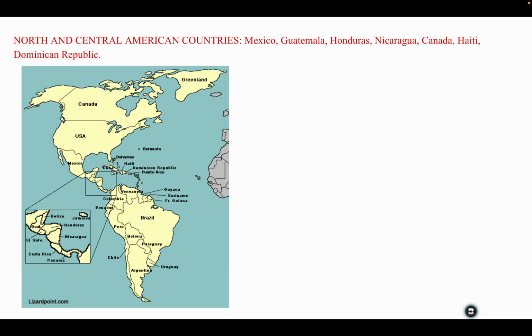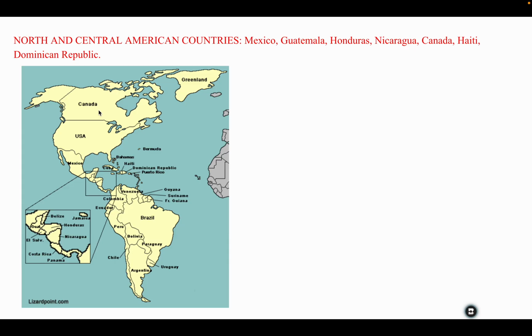And then you need to know these countries here. Mexico. And then it breaks out a little bit so you can see it a little bit better. You do have to spell them out in full. So that is Guatemala. That is Honduras. That is Nicaragua. There is Haiti. There is the Dominican Republic. And our friends to the north, Canada. That's what you need to know for the quiz.